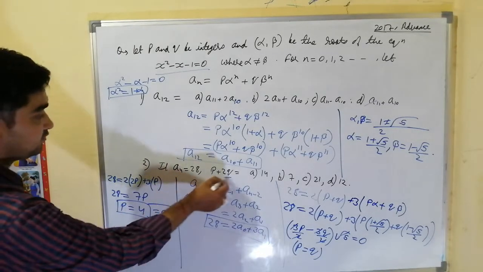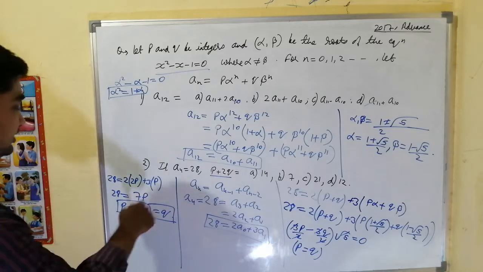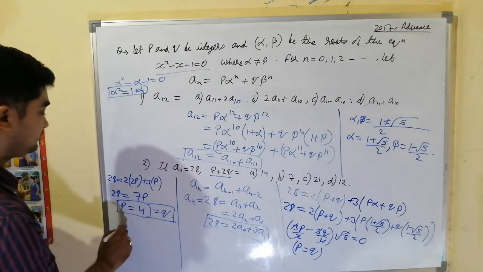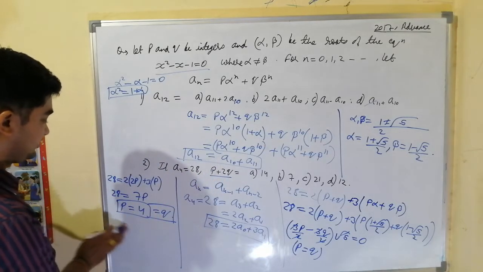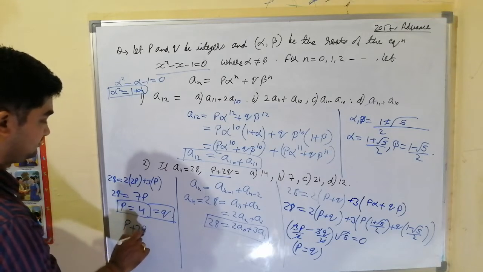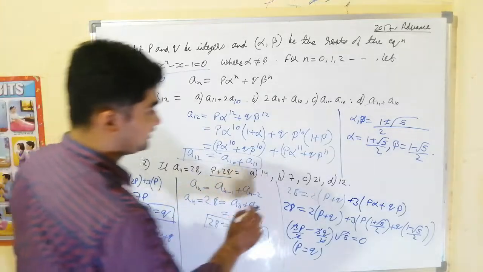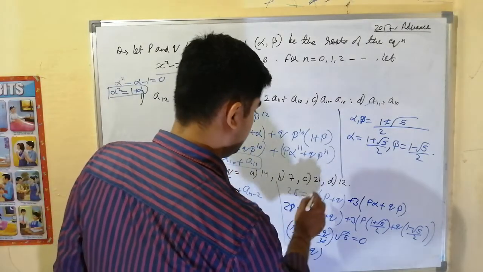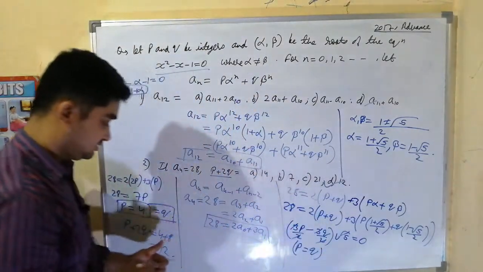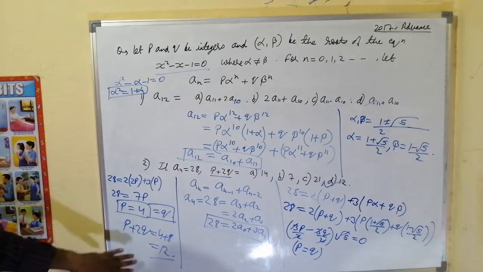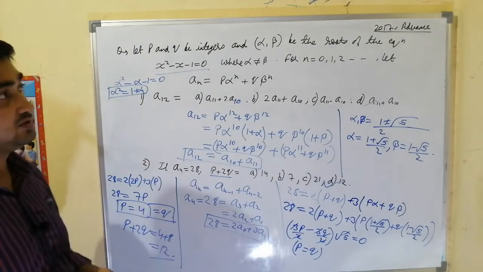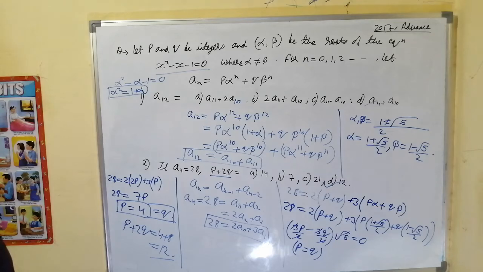Then what we have to find? We have to find what is p plus 2q. That is 4 plus 8. It should be 12. P plus 2q is 4 plus 8, which is 12. That means the correct answer is D. Answer D is correct. So this problem came in IIT 2017 Advanced. So again, it was a very easy problem.